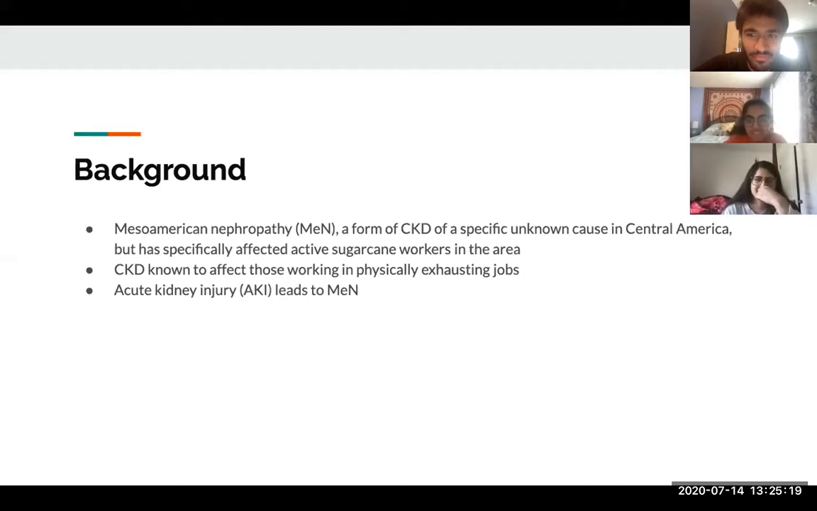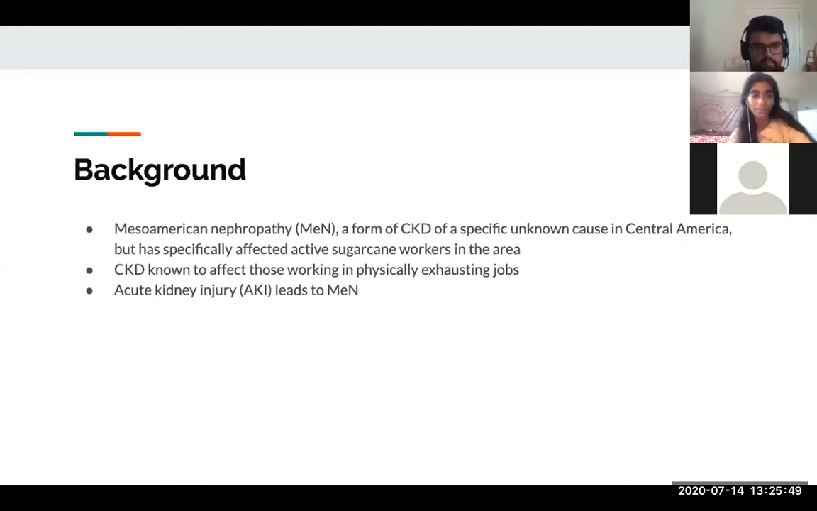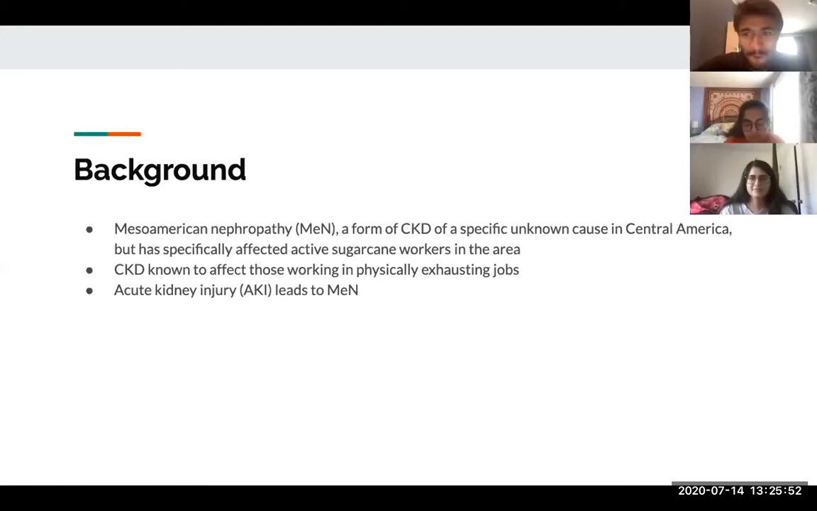Because it's such a physically straining process, it makes way for a lot of diseases to affect sugarcane workers, the main one being chronic kidney disease. So Mesoamerican nephropathy is a form of chronic kidney disease that scientists have seen is affecting a lot of sugarcane workers in Central America. And acute kidney injury leads to Mesoamerican nephropathy. So in this experiment, the purpose was basically to determine if there's a relationship between the job someone holds in a sugar mill and their chances of developing chronic kidney disease in the future.